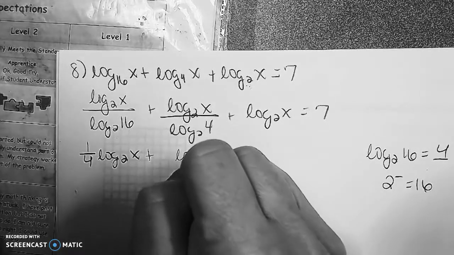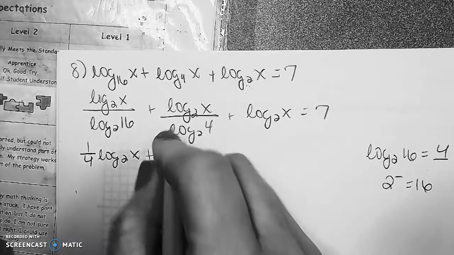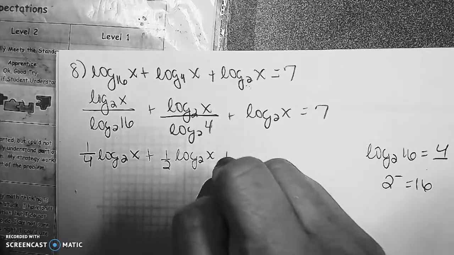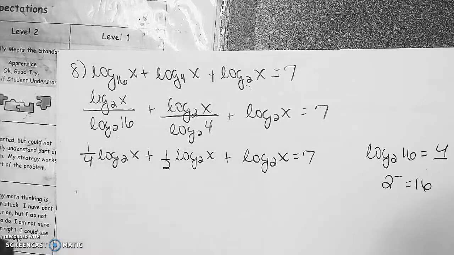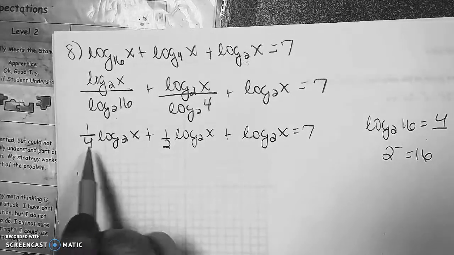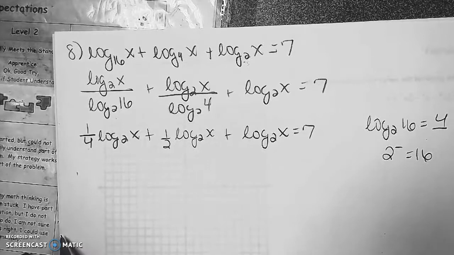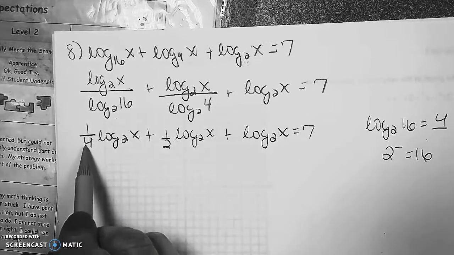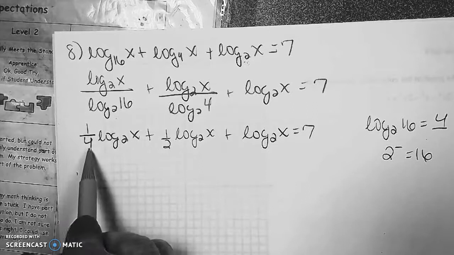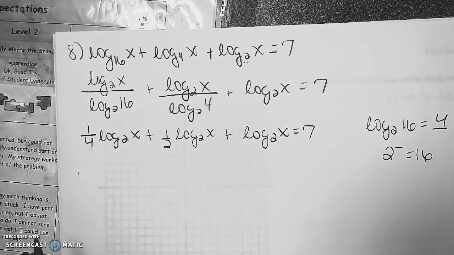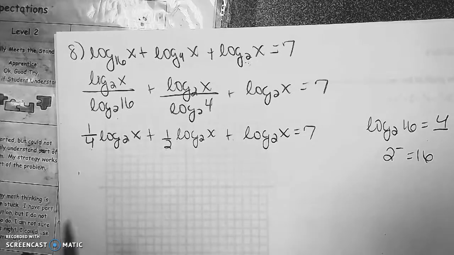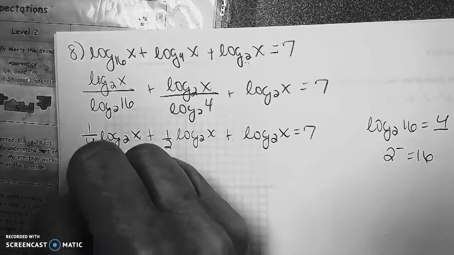So I have log base 2 of x. You can write that all over 2. I'm going to use 1/2 out front. And log base 2 of x equals 7. So now actually let's add. How many log base 2 of x's do you have? So I'm really just adding like terms. Here I have a 1/4, here I have a 1/2, and here I have 1. So let's add all those together. So 1 plus a 1/2 is 3 over 2. 3 over 2 plus 1/4 would be what? 7 over 4?